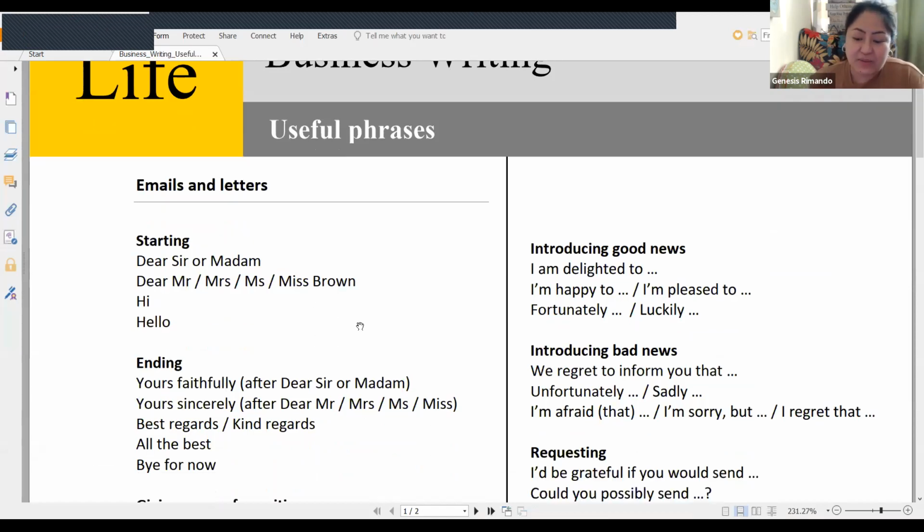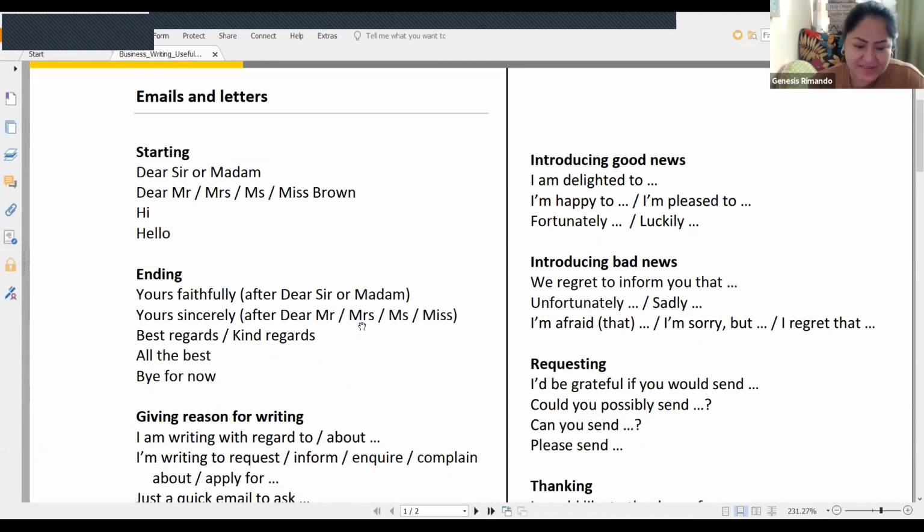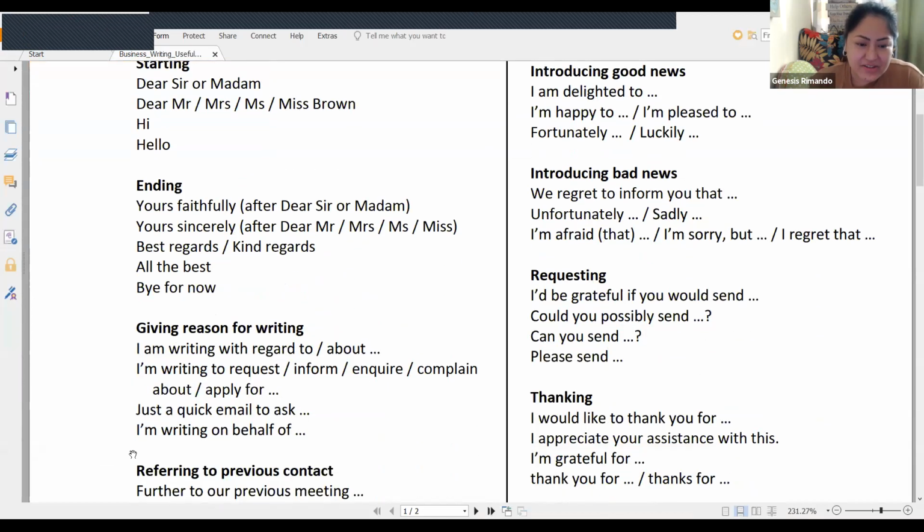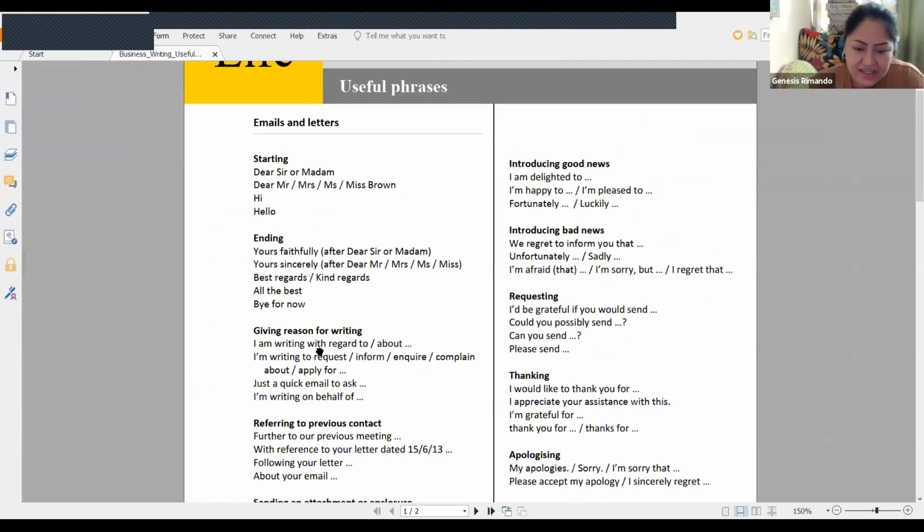So for example, you're requesting something. Immediately you start with this: you give the reason for writing. Like, I am writing with regard to, but this is a bit formal. Going down, it becomes less formal: I am writing, or I'm writing to request, or I am writing to inform somebody, to inquire, or to complain. Usually this would be the beginning.